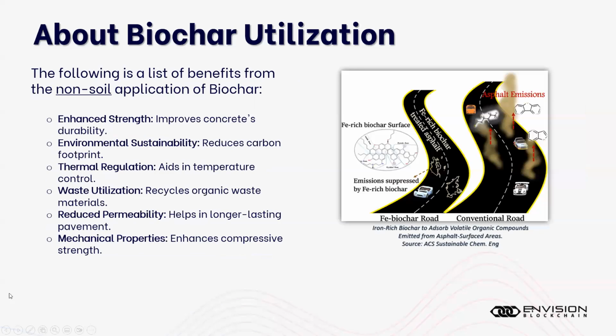But we can also use biochar for non-soil applications, and the methodology covers these as well. So here at the right we have an image of what we could benefit by using iron-rich biochar and treating asphalt. So to the left, we see it's going to be helping with suppressing emissions, but to the right, we just have regular asphalt that's going to be putting out emissions into our atmosphere.